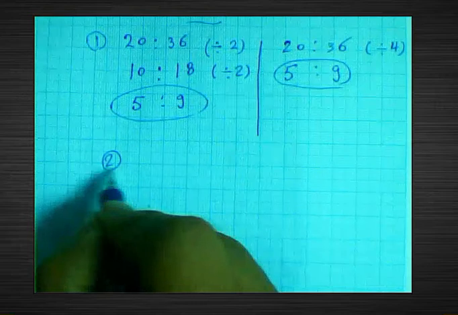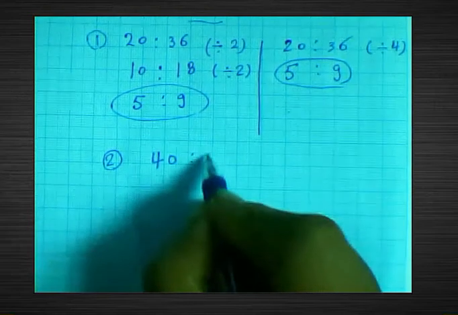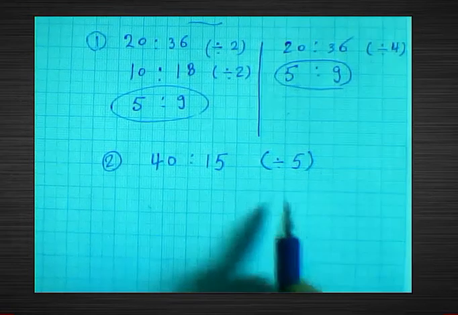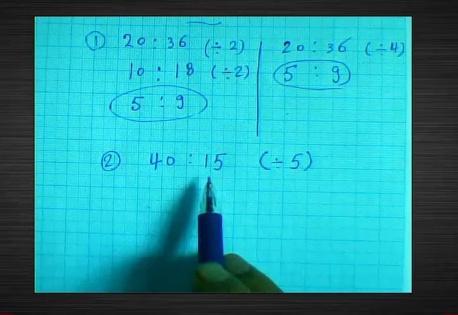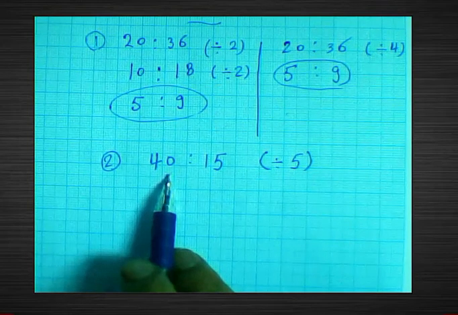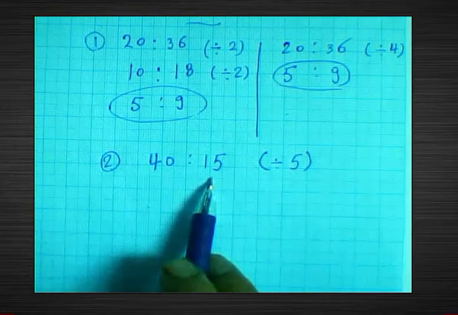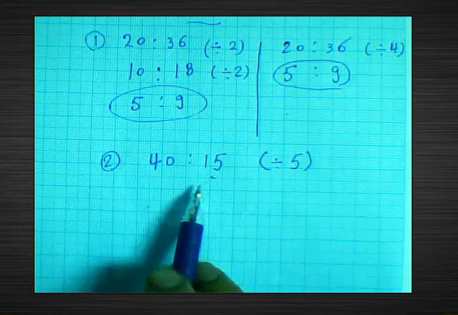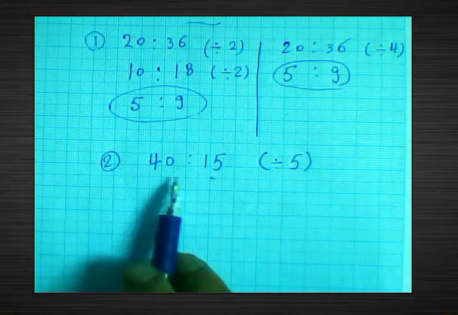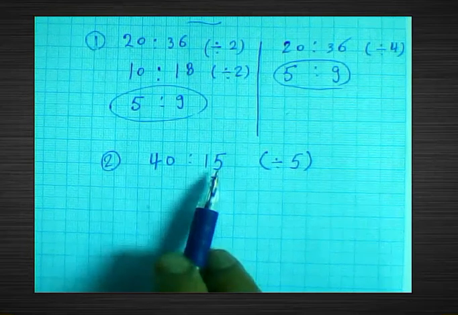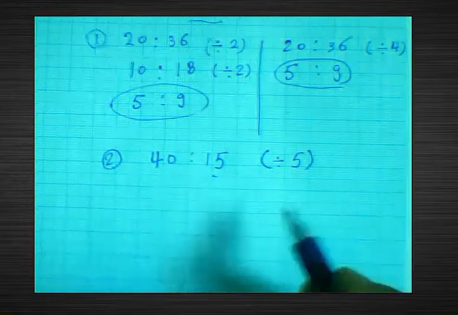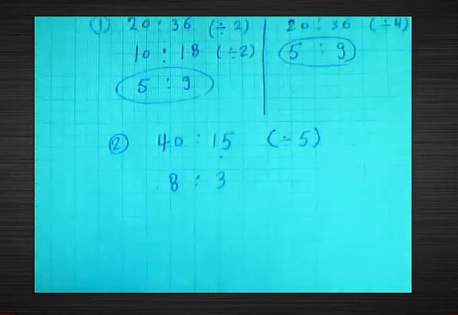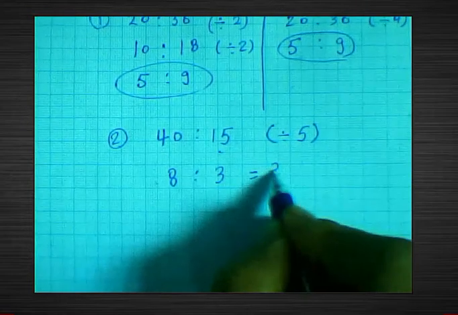Question number 2. 40 over 15, we can find the highest common factor. The highest common factor is 5. 40 and 15. Look at the unit digit. This number can be divided by 5 because the unit is 0, and 15 can be divided by 5 because the unit is 5. So it's a rule. The rule tells us we can divide by 5 if the number has 0 or 5 in the units. 40 divided by 5 equals 8, and 15 divided by 5 equals 3, so the result will be 8 over 3 or 8 to 3.